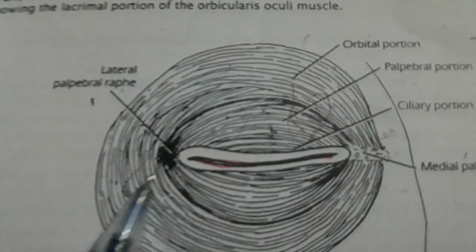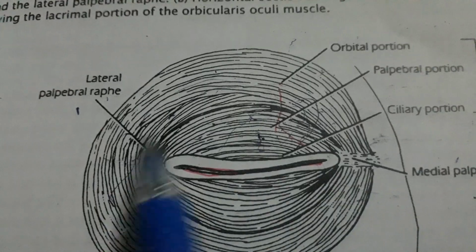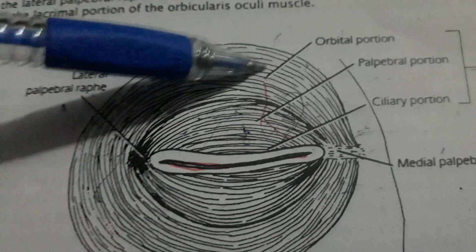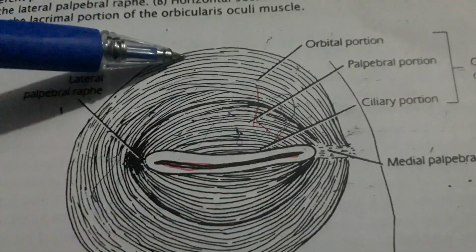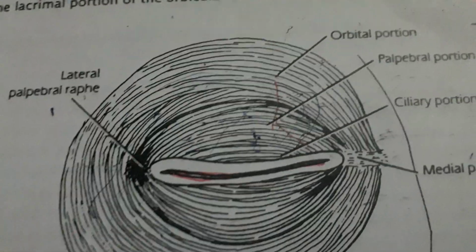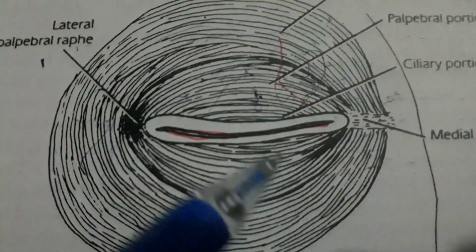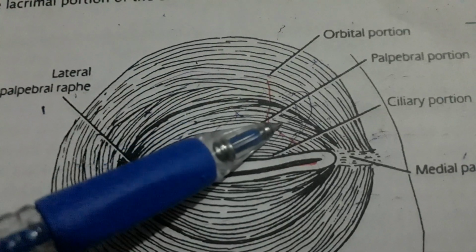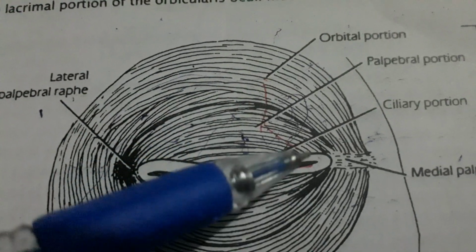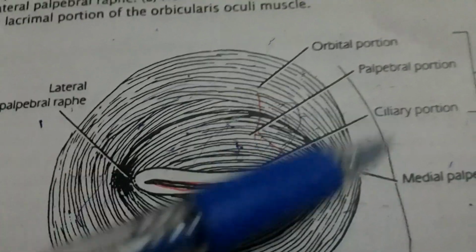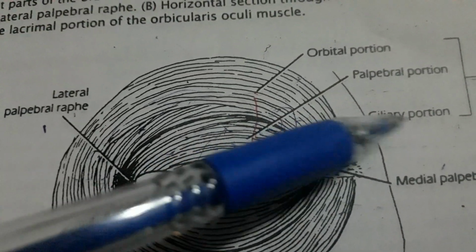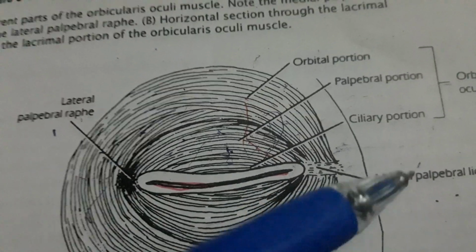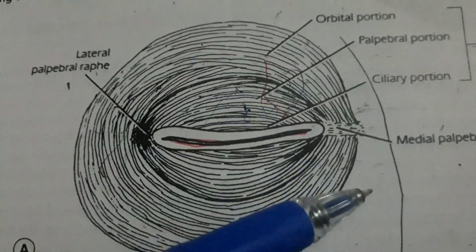The action of the orbicularis oculi muscle is the blinking reflex. It may be voluntary or involuntary. It also provides the pumping mechanism for tears. By the pumping action of the orbicularis oculi muscles, tears move into the punctum, from the punctum into the nasolacrimal sac, and from the nasolacrimal sac into the nasolacrimal duct, which opens into the inferior meatus of the nose.